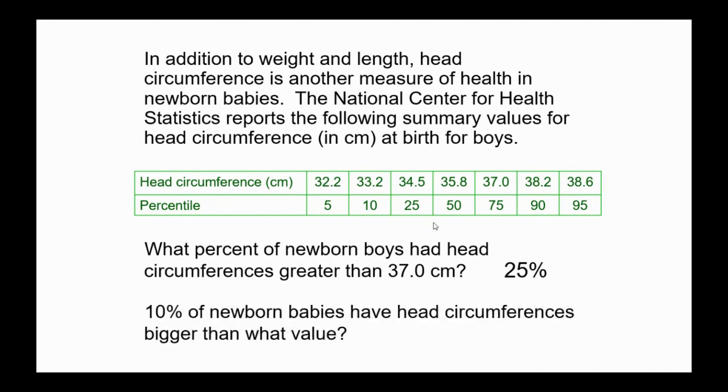Then it said 10% have head circumferences bigger than what value? 10% plus 90% gives you 100. So we look at the 90th percentile. That's at 38.2. Okay, barely got it in there.